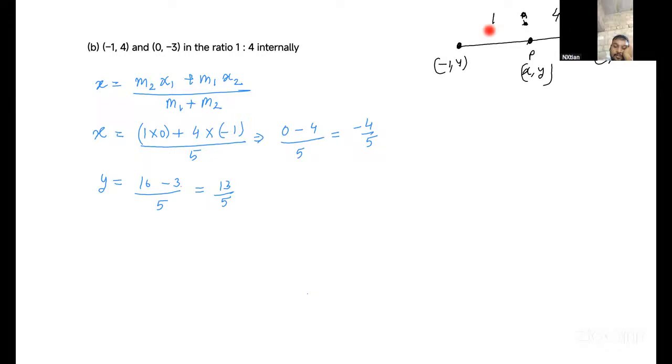Yeah. So 1 will multiply with this -3, this 4 will multiply with this 4, 4 4s are 16, -3 will become 13/5. Correct.